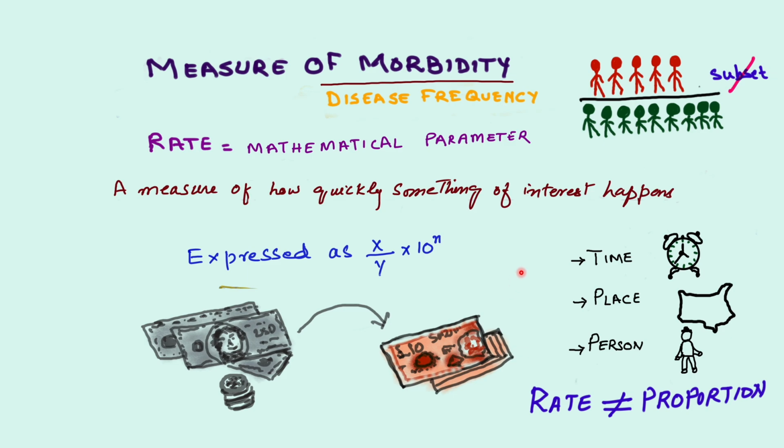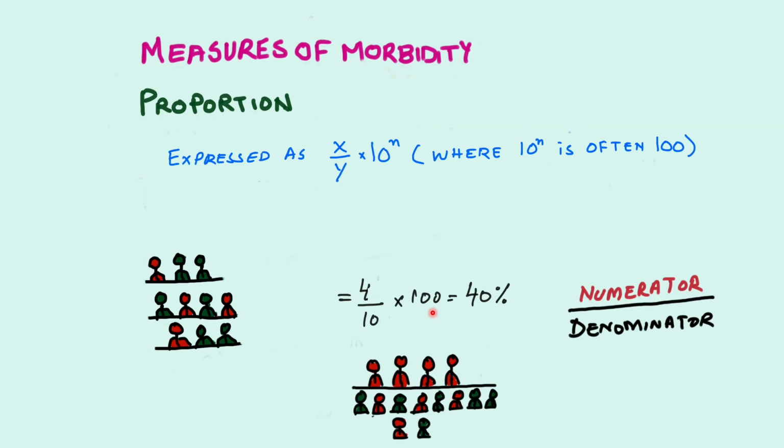In epidemiology, every rate should specify three things: time, place, and population. Another important point to remember is that in a rate, the numerator is not necessarily a subset of the denominator. Also, the rate is different from a proportion. Now, let's talk about proportion. Proportion is a type of ratio in which the numerator x is included within the denominator y. It is expressed as x over y into 10 raised to power n, and the result is expressed as a percentage.